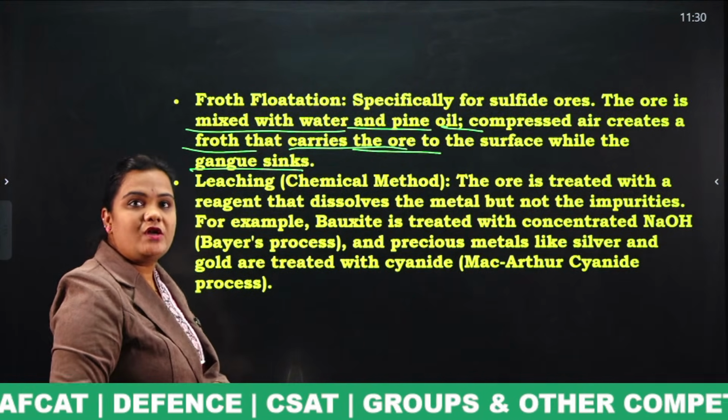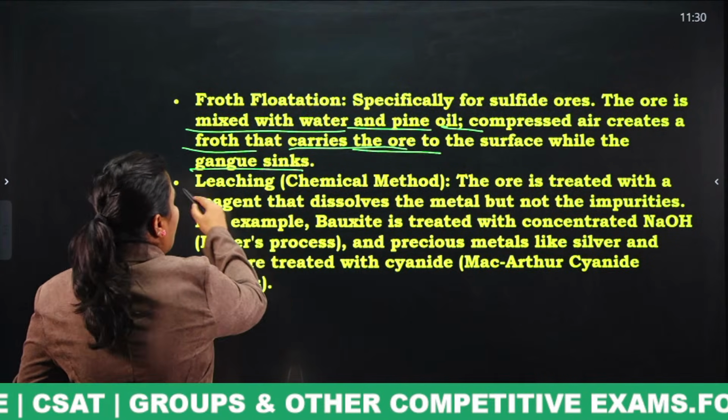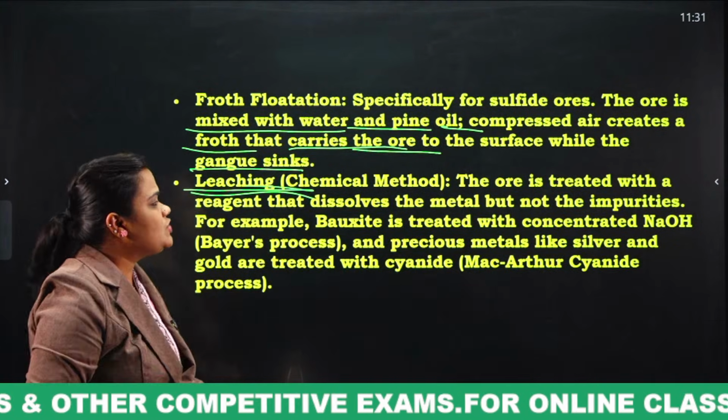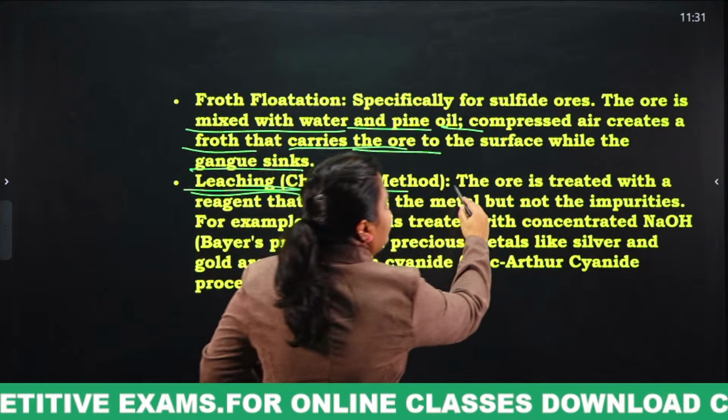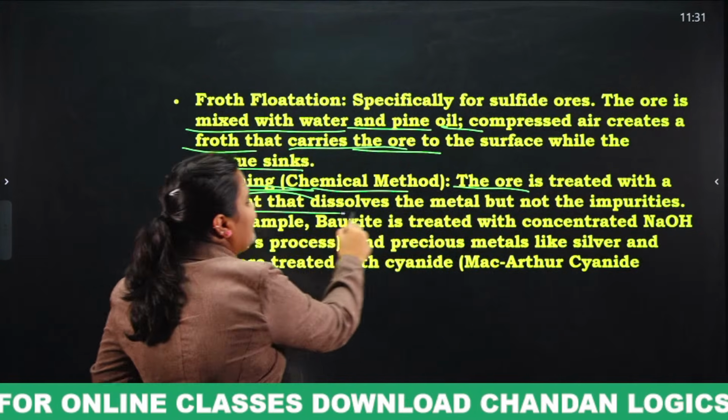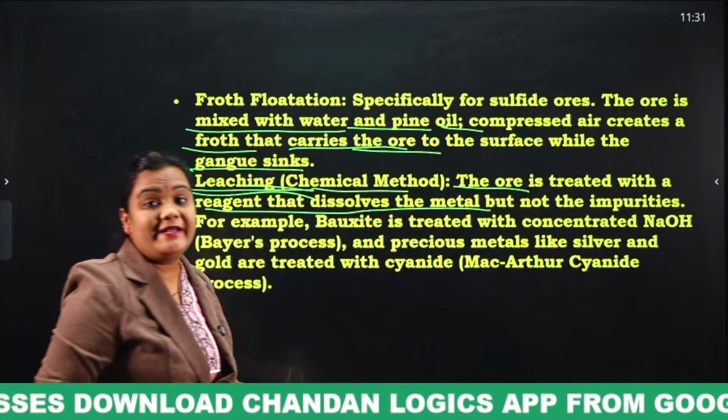Father of metallurgy, Georgius. Very good, Manisha. And the next process is leaching. Leaching is also known as what, students? Chemical method. The ore is treated with a reagent that dissolves the metal but not the impurities.